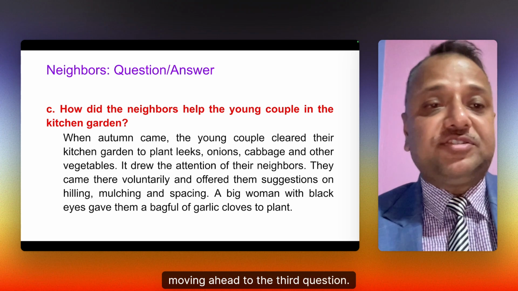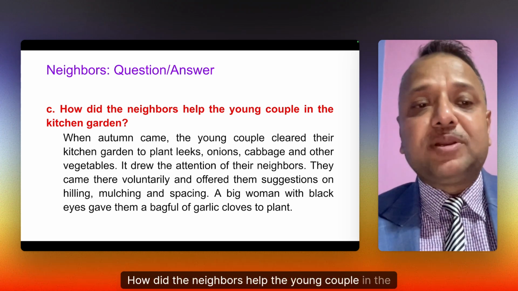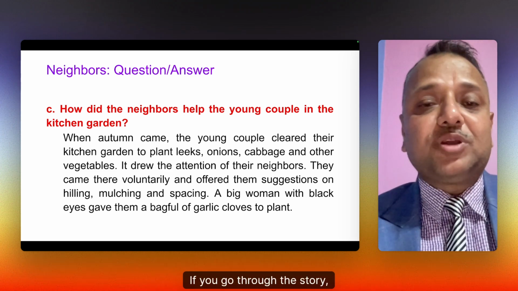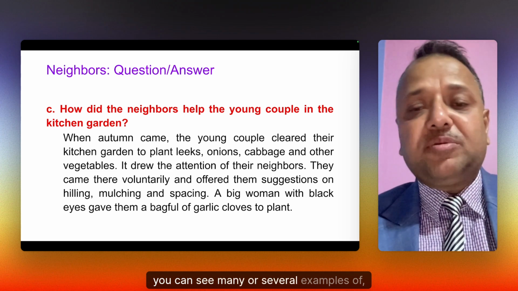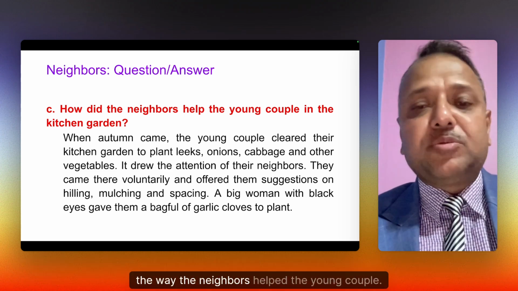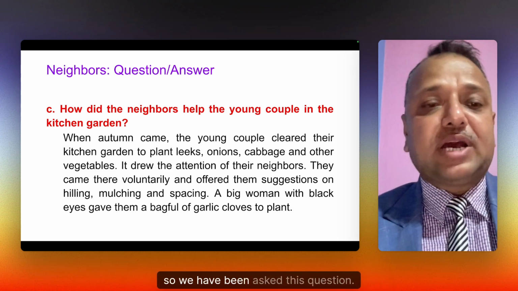Moving ahead to the third question, how did the neighbors help the young couple in the kitchen garden? If you go through the story, you can see several examples of the way the neighbors helped the young couple. We have been asked this question.